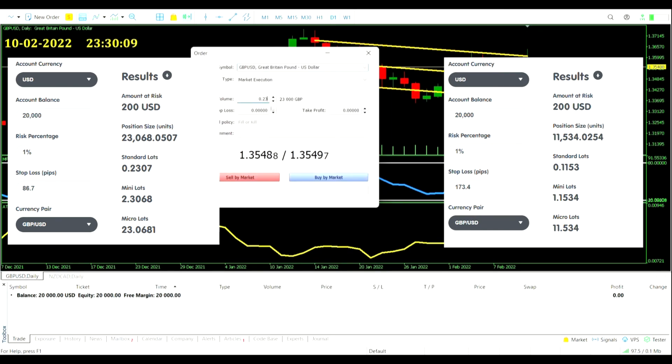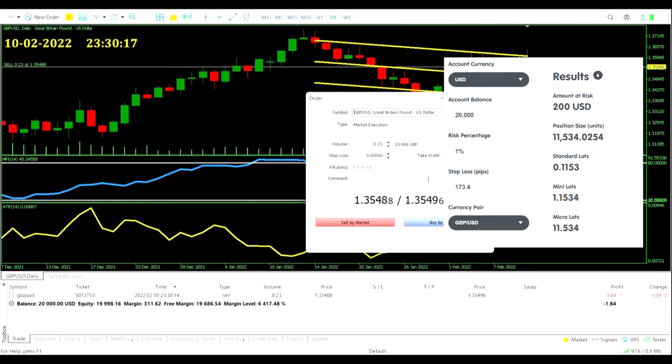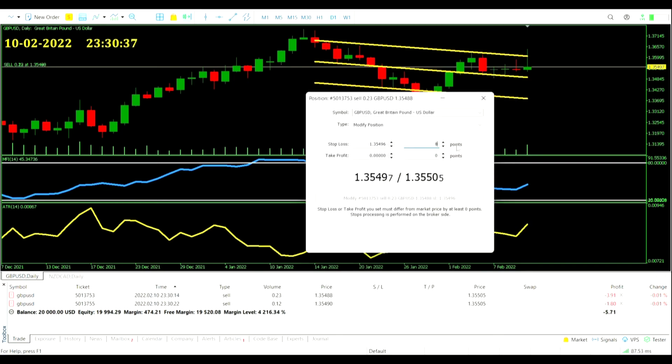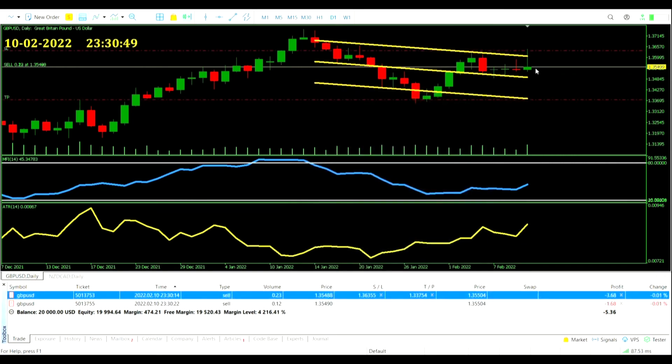So firstly, we're entering a sell trade for 0.23 standard lots. And then we're entering one with quite a bit of a roundup actually, but it's 0.12 standard lots. We can set the stop loss and take profit here. This is at 1 times ATR to the stop loss and 2 times to the take profit. There we go. We can see that not above the day's high, but that is fine.